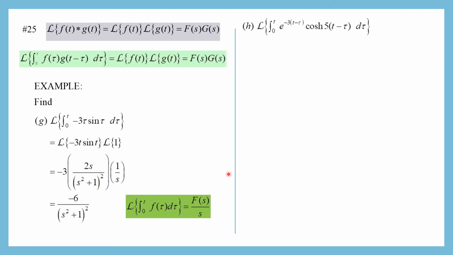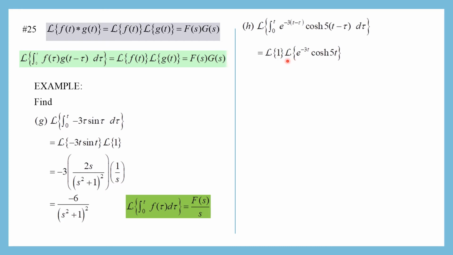Second question. What is the Laplace transform of the integral from 0 to t of e to the negative 3 multiplied by (t minus tau) cos 5(t minus tau) d tau? In this problem, the whole function is expressed in terms of t minus tau. So all of this is the g of t minus tau, whereas there is no function expressed in terms of tau. That means f of tau must be just the number 1. So apply formula number 25. The Laplace transform of this integral will be equal to the Laplace transform of 1 multiplied by the Laplace transform of this function where the t minus tau has been changed into a t.